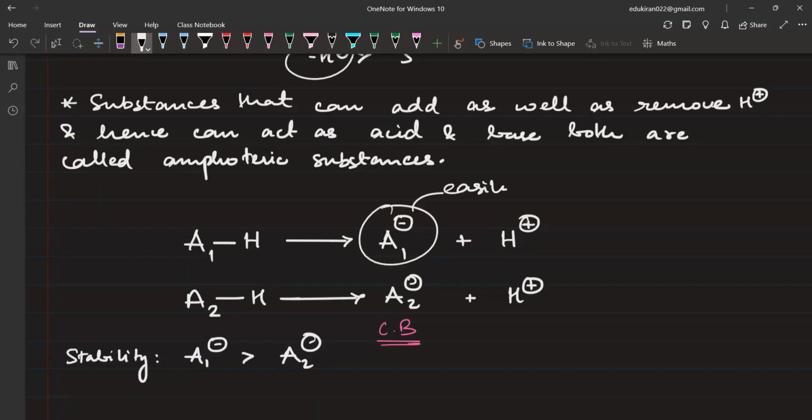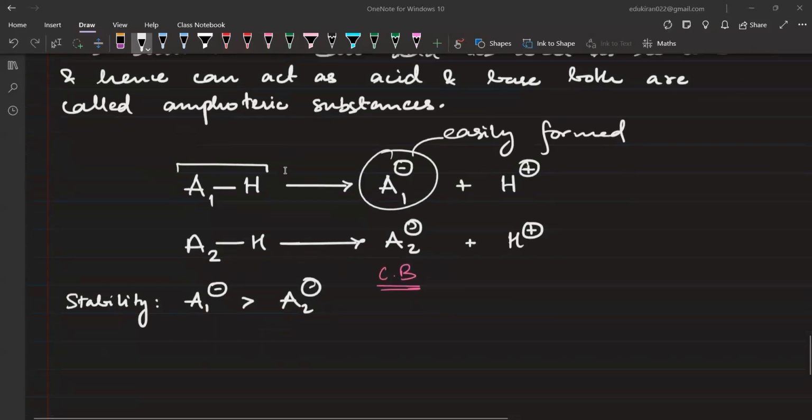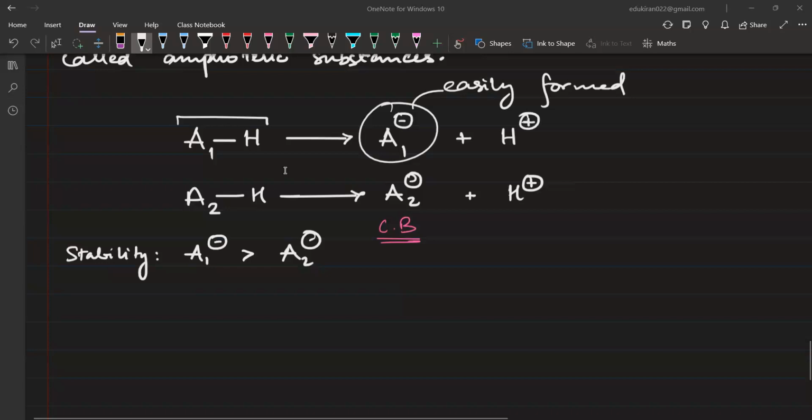Since A1 negative is quite stable, the acid will say to hydrogen, hydrogen, you can leave, you can go away. Even when the A1 negative species is having charge, it is still stable. So if it is stable, it can easily lose this H plus ion. And if it is easily losing the H plus ions, that means the concentration of H plus will be greater if we are using A1H, because we are easily losing the H plus ion.